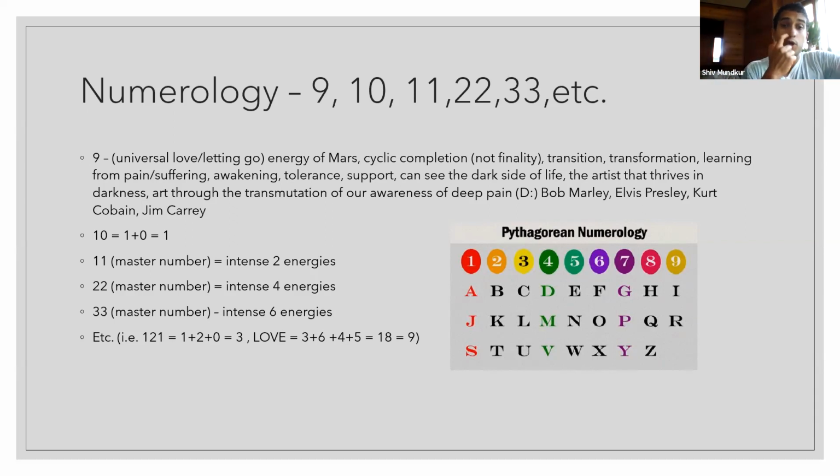And that's why I'm showing you also a word. The word love, for example, is 3 plus 6 plus 4 plus 5, which reduces down to 18, which reduces to number 9, which is that universal love energy. So you can reduce anything down to its numerological frequency. All this is doing is helping us understand the frequency of the word or the number in question, so that we can get the intuitive message coming from that frequency. Does that make sense? Yep.